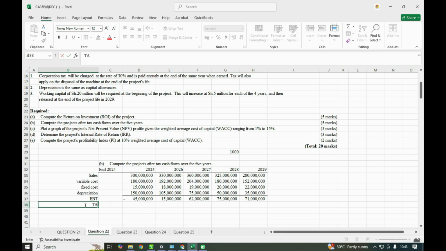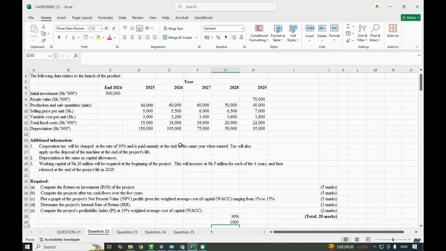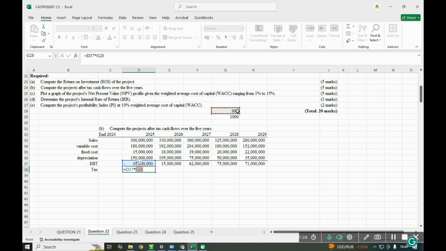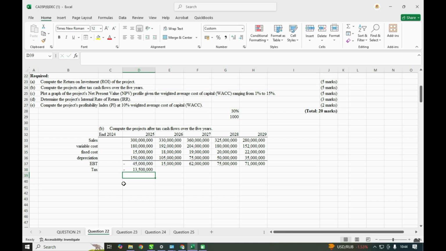So we shall have our tax. Our tax rate is 30%, the corporate tax. So we take this one multiplied by 30%, which we shall lock again. It's a constant, 30% is a constant, and I will autofill that.